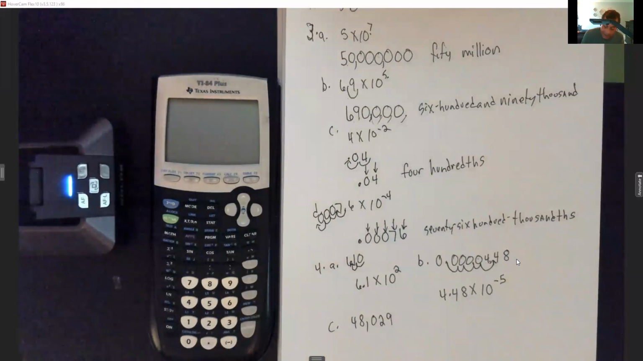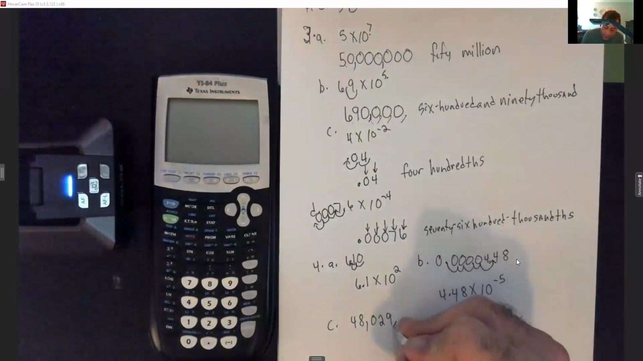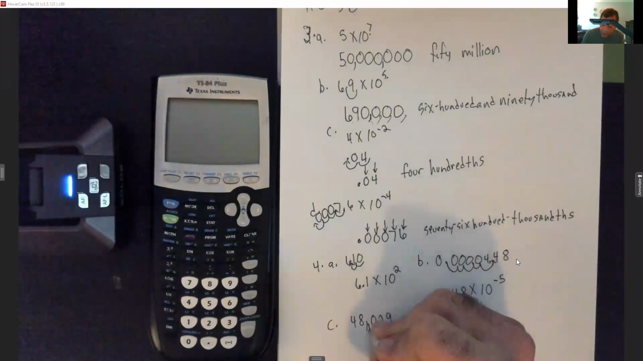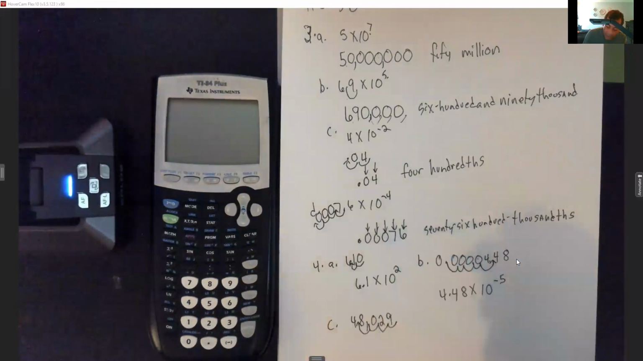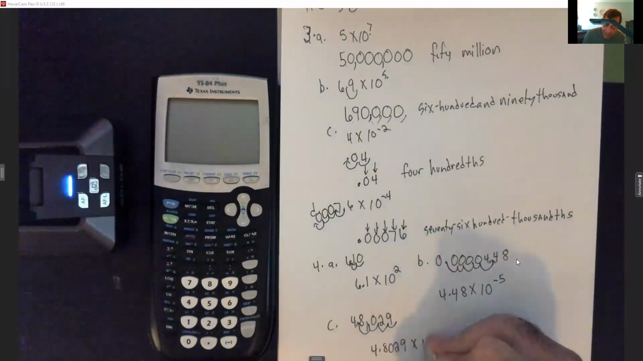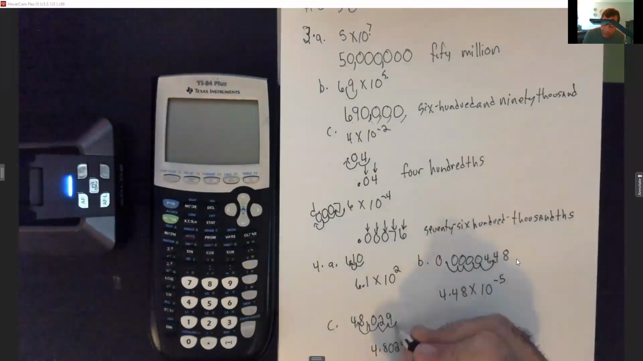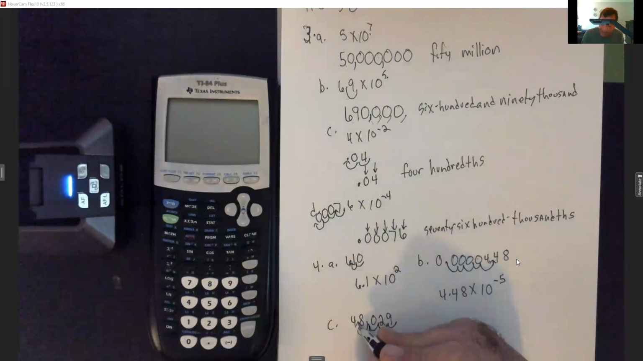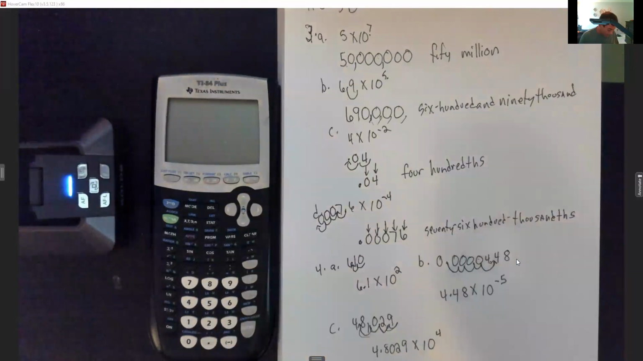48,029. All right, so let's see the decimals here. So I'm going to move it 1, 2, 3, 4 units to the left. So I get 4.8029 times 10. Remember, I moved 1, 2, 3, 4 units left. So that is a positive 4. All right, y'all, so let's see what's next.